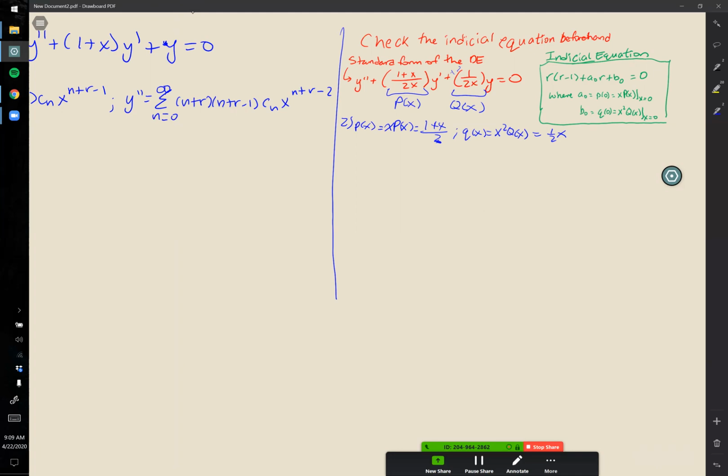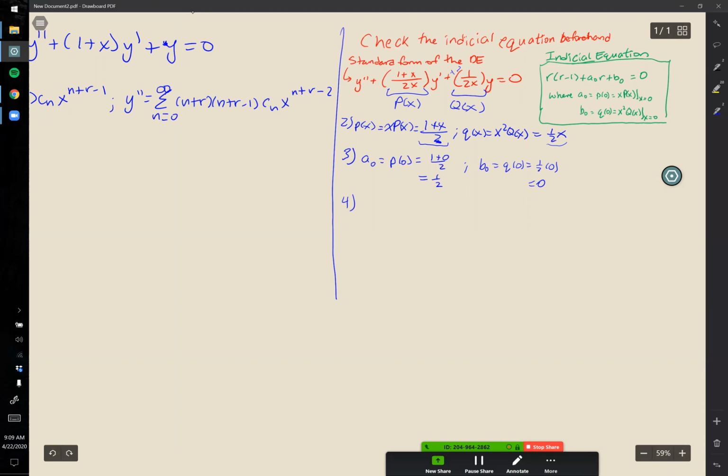Okay, so step three is you figure out what a naught and b naught are. So a naught is going to be little p of 0, which is going to be 1 plus 0 over 2, which is just 1/2. And then b naught is going to equal little q of 0, which, just plug it in. So it's just going to be 1/2 times 0. So it's going to be 0.